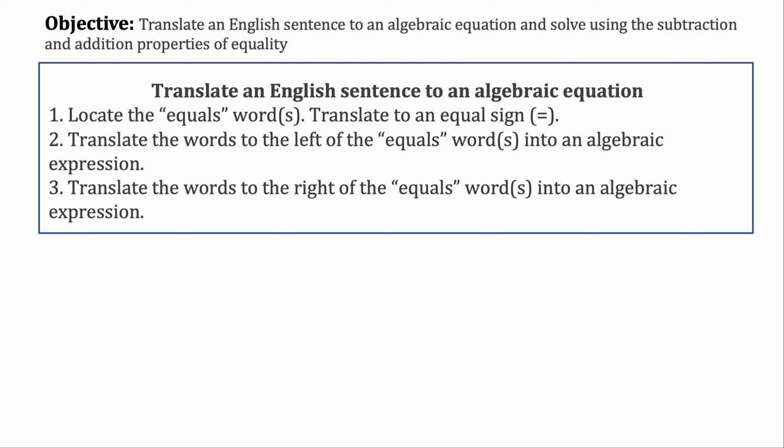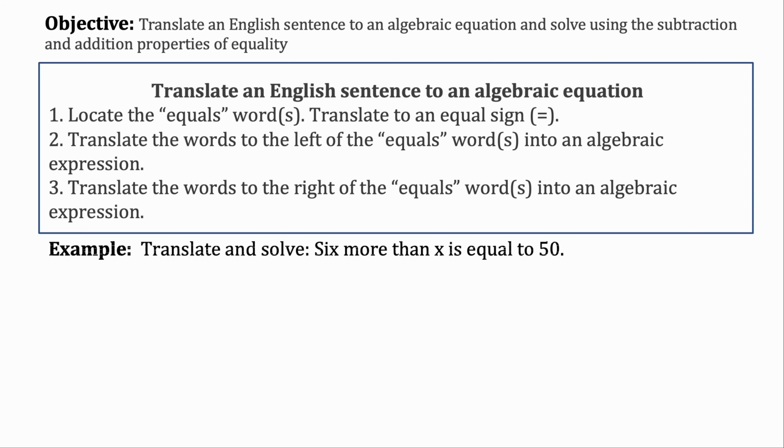Is, this is equal to. All of those words are going to translate to where your equal sign will be. We're going to translate the words to the left of the equal sign, and we'll put those into an algebraic expression. We'll do the same thing for the right side, and then we'll solve the equation.